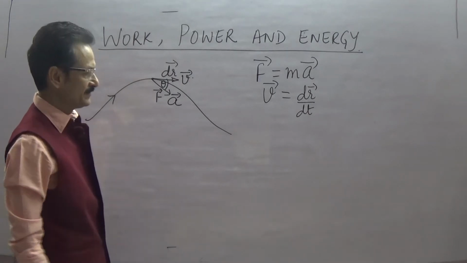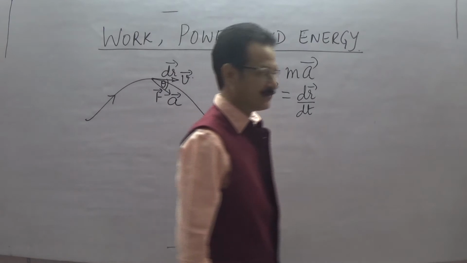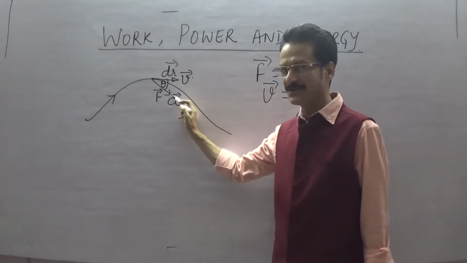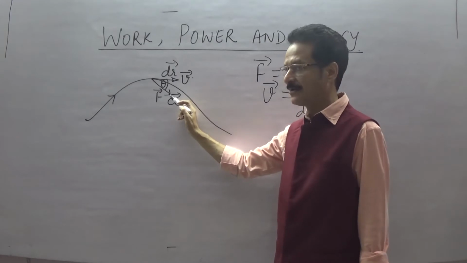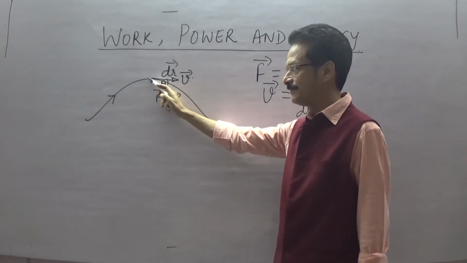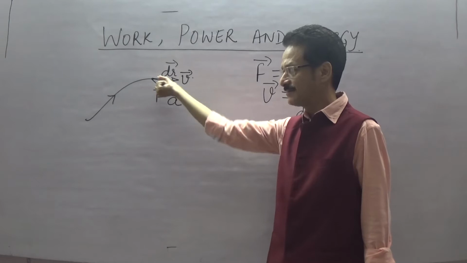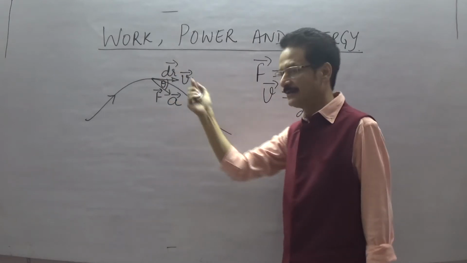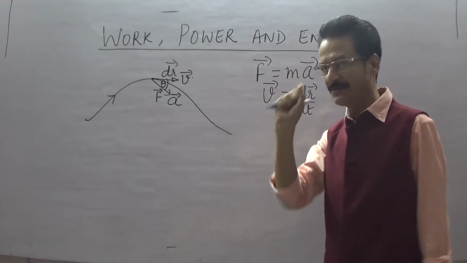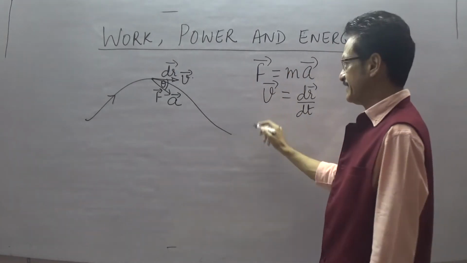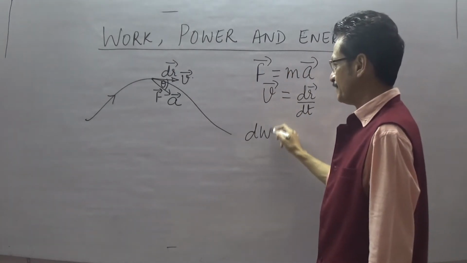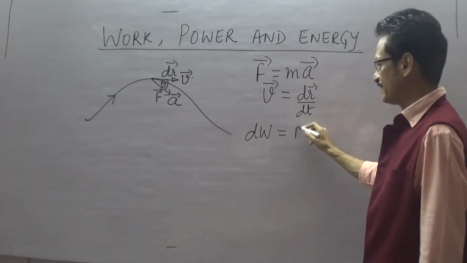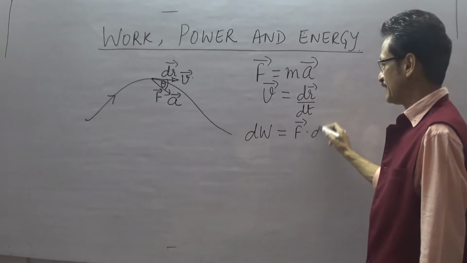Now we would like to define what is the work done by this net force on this particle during a differential displacement of the particle in a differential span of time dt. Let us call that work a differential amount of work. Let us call that work dW. dW is defined as F dot dr.